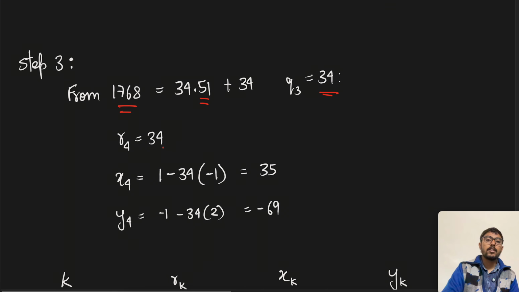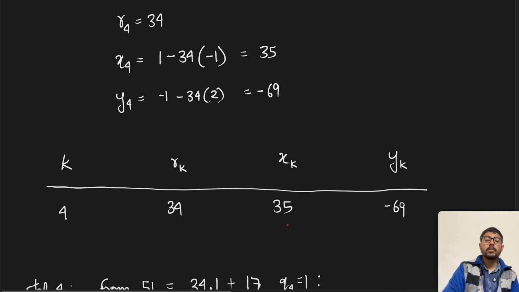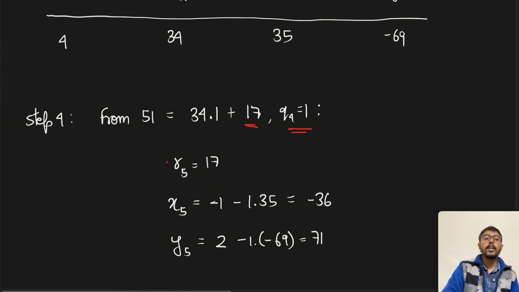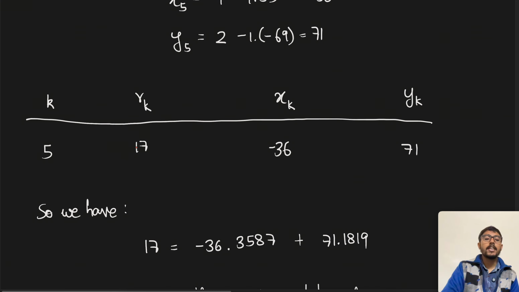We know that the next quotient is going to be R4, so we put that here and likewise calculate X4 and Y4. We put them into the table again, and this time in step 4 we will see that we actually get 17 as the remainder, right, which is what we want. So we get this time the quotient as 1 again, hence we calculate R5, X5 and Y5 using the above formulas. Then we will see that once we put them into the equation, we get row 5 as such, where Rk is 17, Xk is minus 36 and Yk is 71.